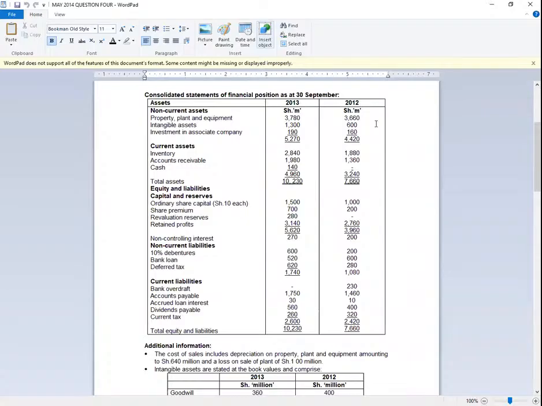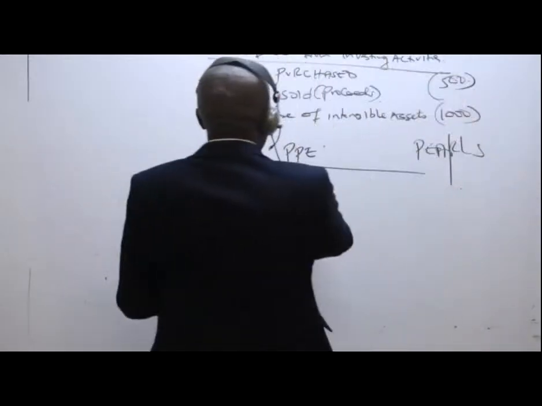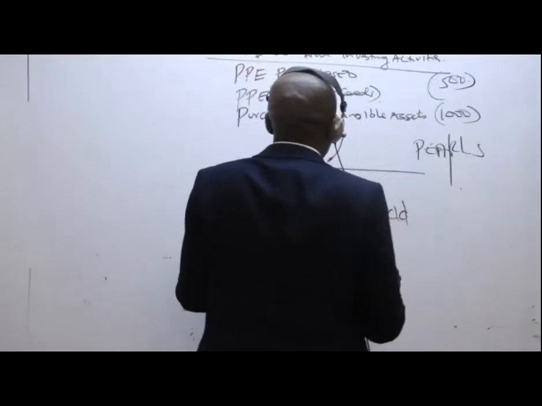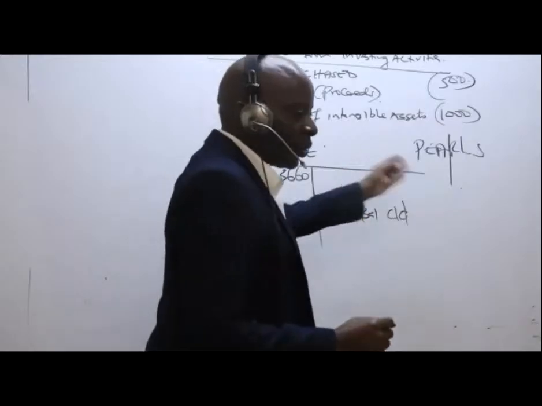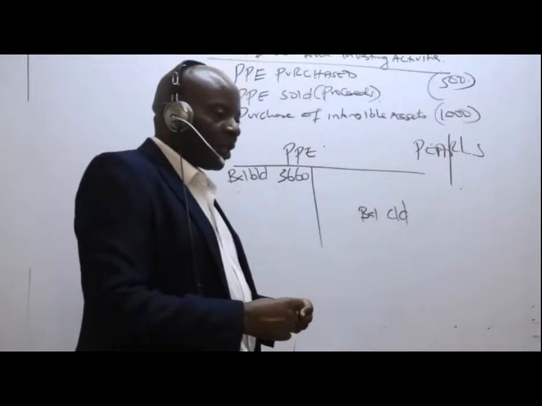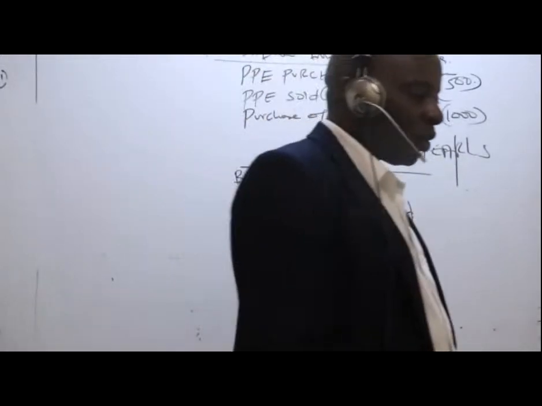The balance brought down here was 3660. And then the other year, we talk about the balance carried down. Who can give me this balance carried down? The most recent year, the one that you're taking to the future. The balance carried down gives us what figure?